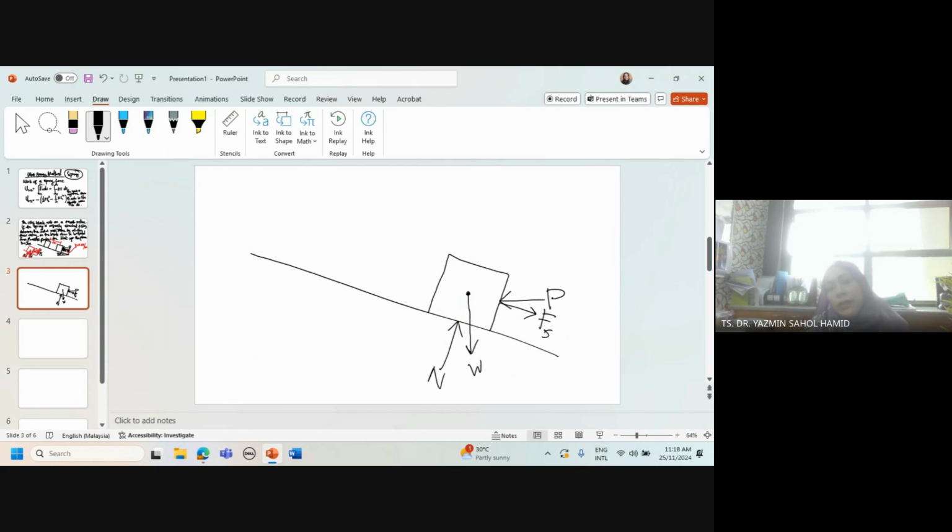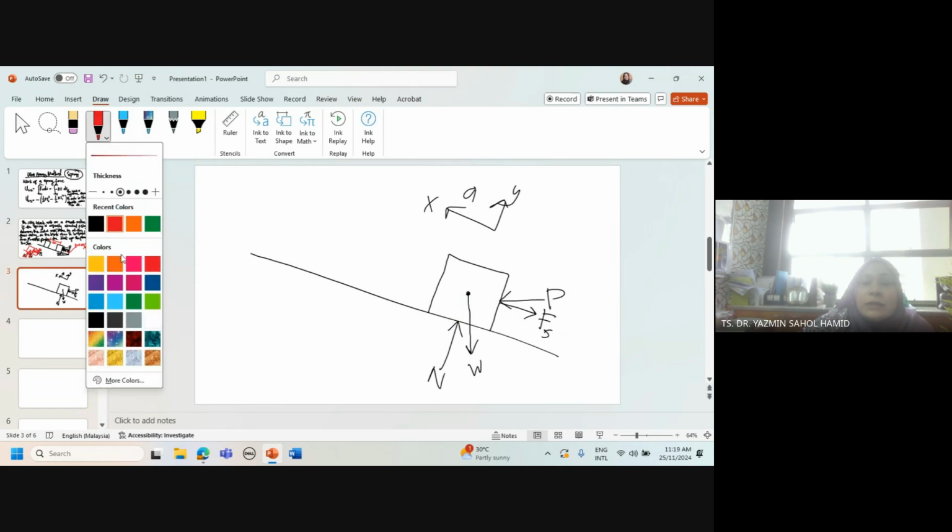Okay, now since our block is pushing upwards, it means the direction of the acceleration is that way. So you have y, you have x is pushing upwards. You need to make sure that all the forces are in the x direction, because we want to consider the work in the x direction. Okay, so let's resolve the forces in the x direction.